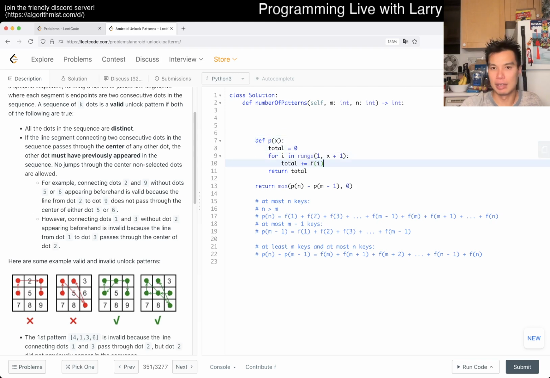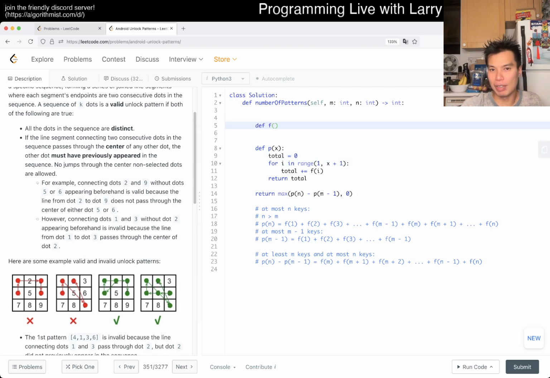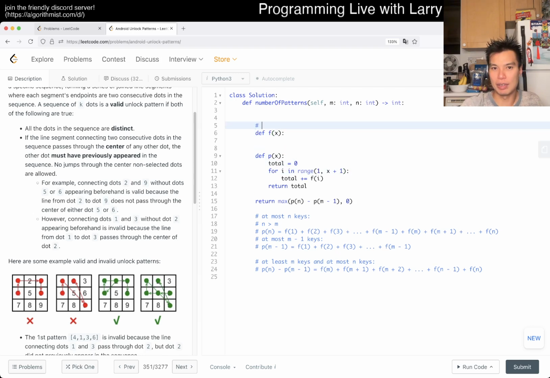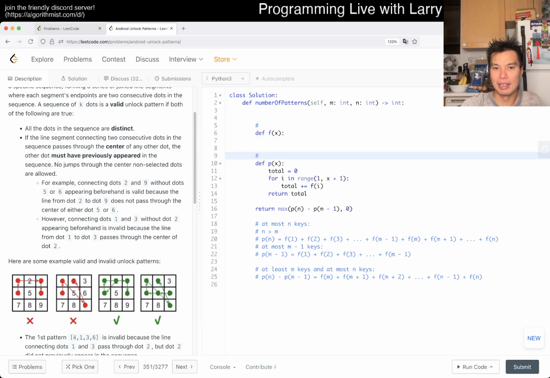No, I think this is fine. Yeah, I mean, I think this is good, right? So we have f of x, right? And now f is good. So p is return the number of patterns with X or fewer keys, right? And here is return the number of patterns with exactly X keys, right?